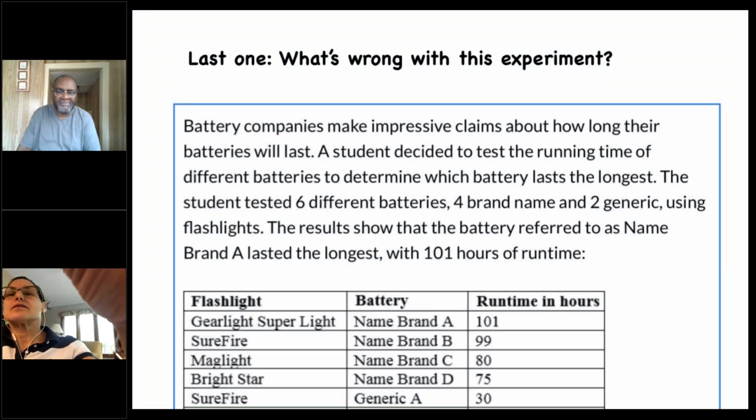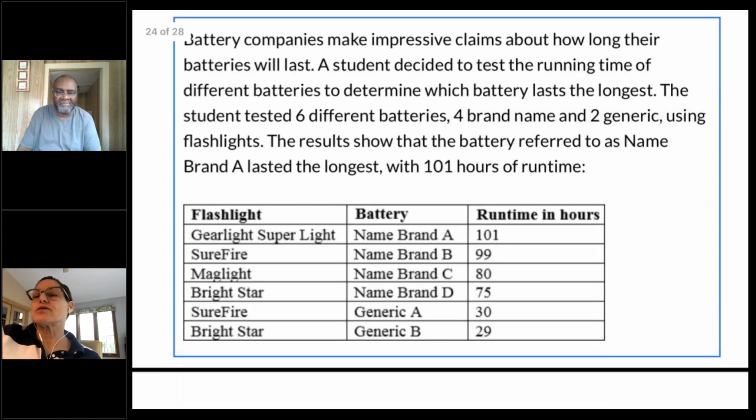Battery companies make impressive claims about how long their batteries will last. A student decided to test the running time of different batteries to determine which battery lasts the longest. The student tested 6 different batteries, 4 were brand name and 2 were generic, using flashlights. The results show that the battery referred to as name brand A lasted the longest, with 101 hours of runtime.